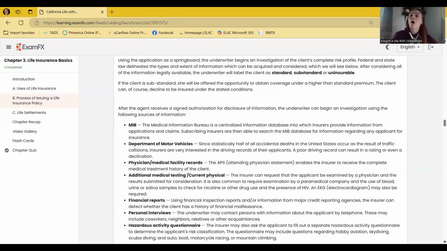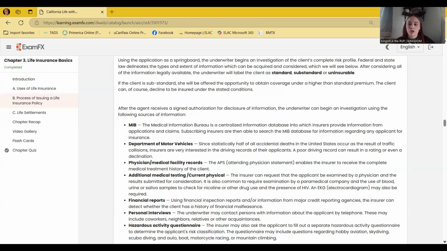Substandard people are people who are a higher risk to insure because of, maybe, age, weight, medical history, prescription history, and something along those lines. Those are called substandard or below standard risks, not people.